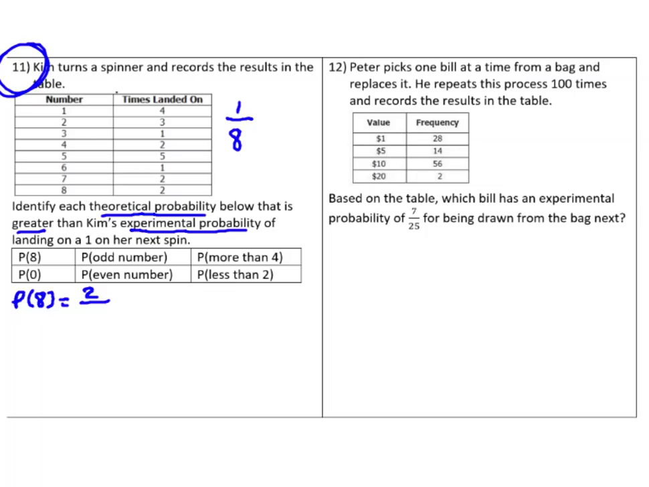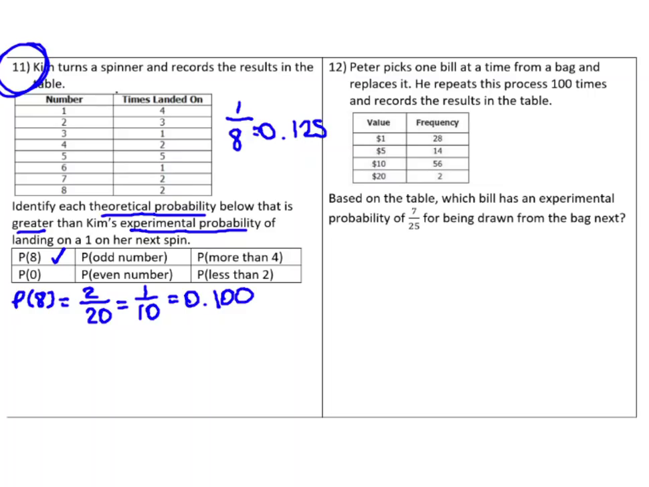So 2 out of 7, 10, 15, 16, 17, 18, 19, 20. 2 out of 20, which is 1/10. So if we need to change it to decimals, excuse me, 0.125. So is theoretical greater than experimental? Yep, it worked on that one. Okay, so you can finish the rest of that one. I only did the first one for you.